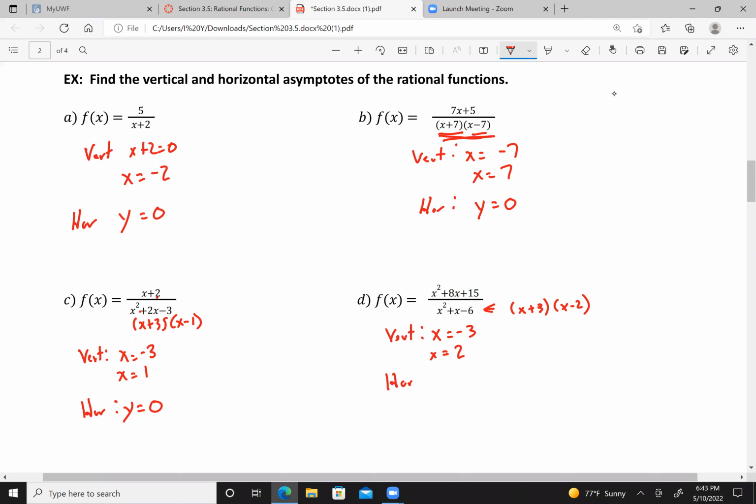My horizontal, I have the same degree. So the leading coefficients are 1 and 1. y equals 1 divided by 1, which is 1. y equals 1.